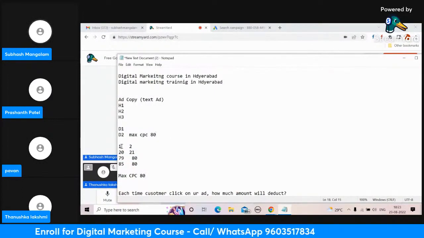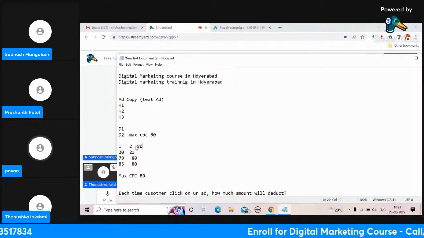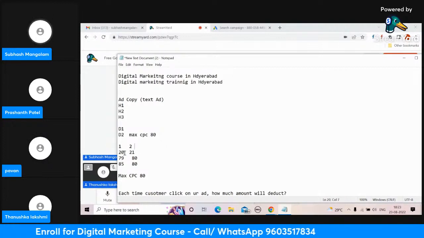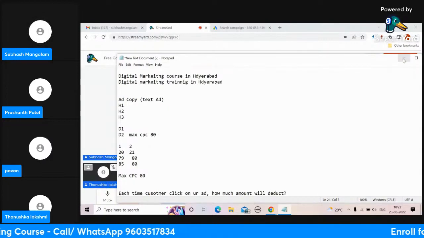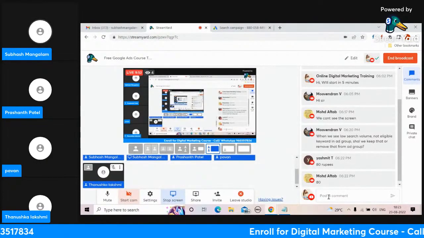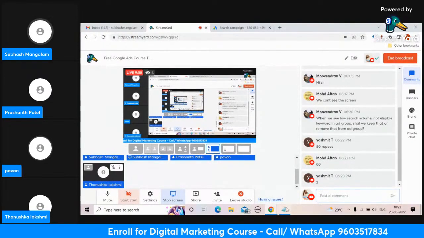It is based on your competitor. When your competitor says 1, do you really think Google takes 80 rupees from you? No, sir. It will just take plus 1. Okay. When a competitor says 20, do you think Google is charging 80? No, sir. Then you people are saying 80. So is 80 the correct answer or wrong answer? It's wrong answer, sir.